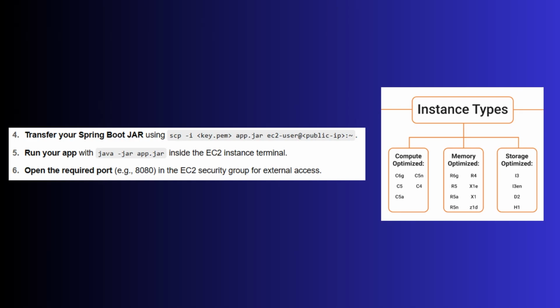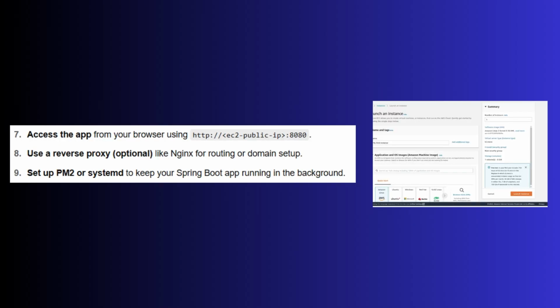Then open the required port like 8080 in the EC2 security group for external access. Access the app from your browser using ec2-public-ip:8080. Next, use a reverse proxy, optional, like Nginx, for routing or domain setup.